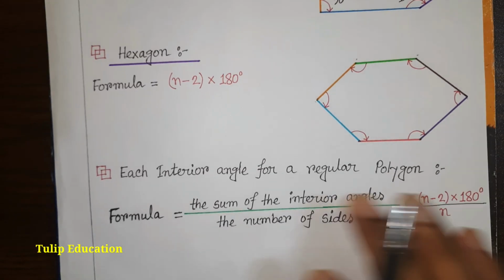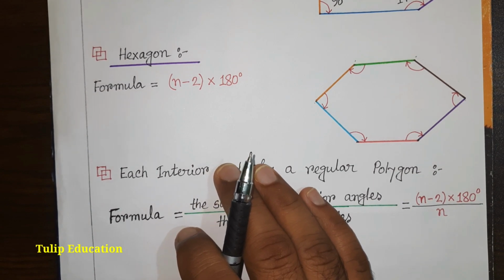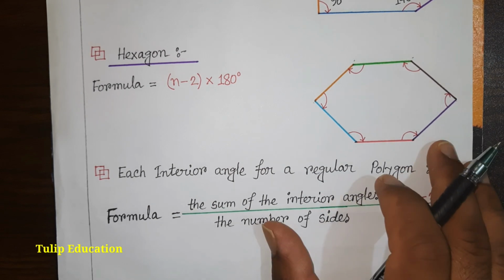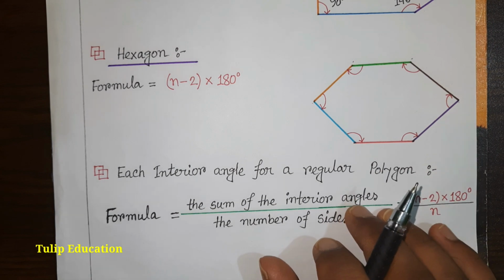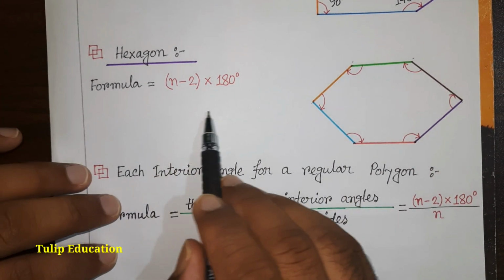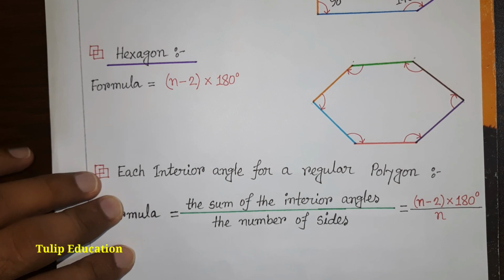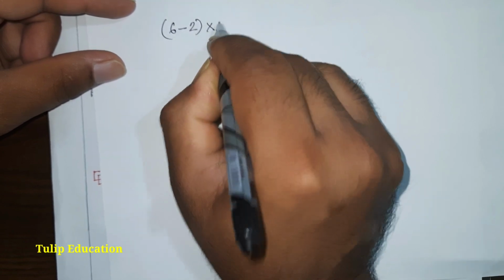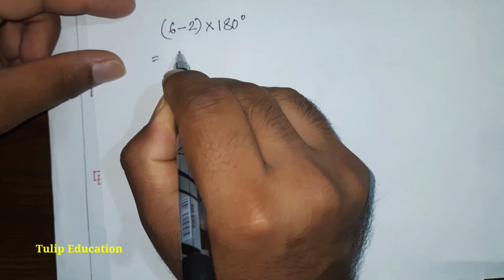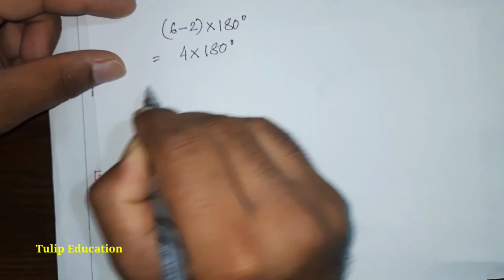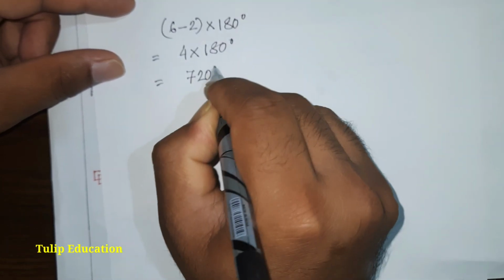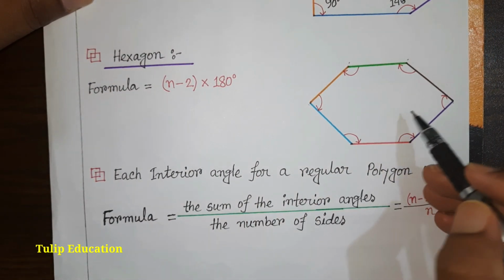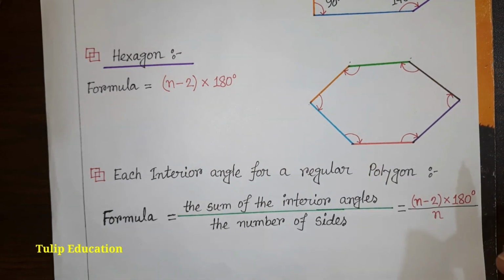Then we can discuss about hexagon, which is a 6-sided polygon. We all know that hexagon has 6 sides and 6 angles. So the formula is same, (n minus 2) multiply with 180 degrees. Here the value for n will be 6. So we can write (6 minus 2) multiply with 180 degrees. The value will be 4 multiply with 180 degrees, and the final result will be 720 degrees. So the summation of the total interior angles of a hexagon will be 720 degrees.